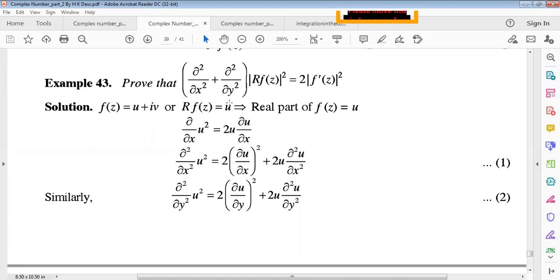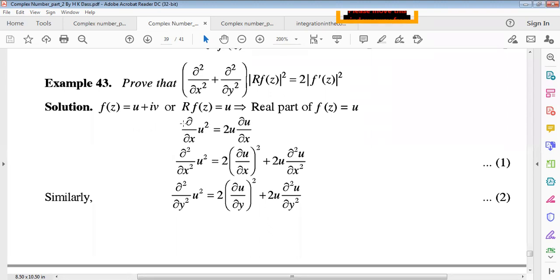So real part of f(z), what? U. Okay. Real part of f(z) equals u. And ∂/∂x: partial differentiation of u square with respect to x, what will it be? It will be twice u into ∂u/∂x.